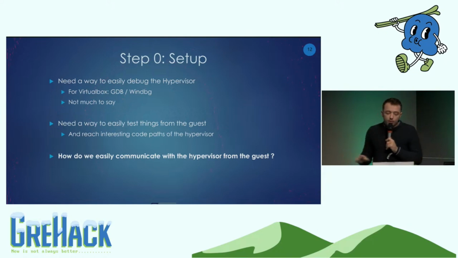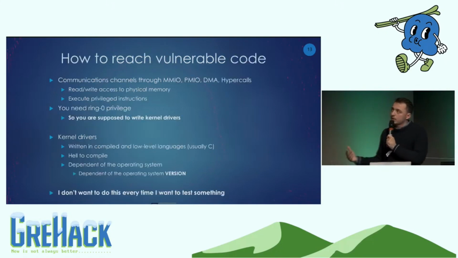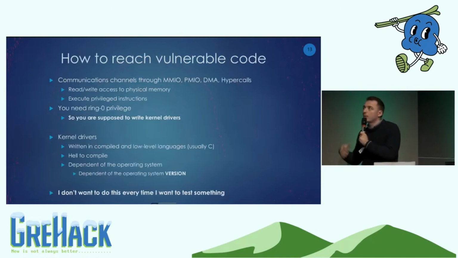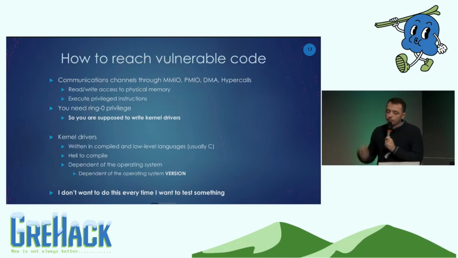It's quite simple. The thing I want to talk about is, in my opinion, you need a way to quickly test things, to easily reach some hypervisor code. So the question is, how do you easily communicate with the hypervisor from the guest? As I just said, the communication channels go through MMIO, PMIO, DMA, hypercalls. To do that, you need to be able to read and write the physical memory of the guest, and you need to be able to execute privileged instructions. So you need ring zero privilege, and you are supposed to write kernel drivers.